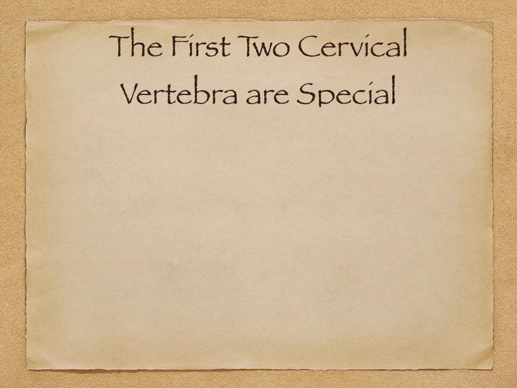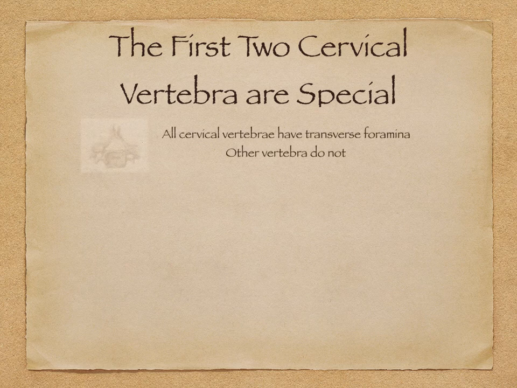Now, there are a number of features on the cervical vertebra that are different, and especially the first two cervical vertebra. But just before we get there, let's point out one very special feature that we would see on all cervical vertebra. Every cervical vertebra has not only the vertebral foramen, but two little foramina that sit alongside the transverse processes of the bone. And so these two holes are called the transverse foramina. So that's number one. Every cervical vertebra has it.